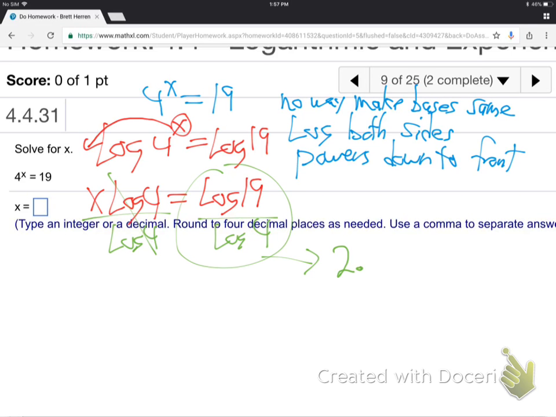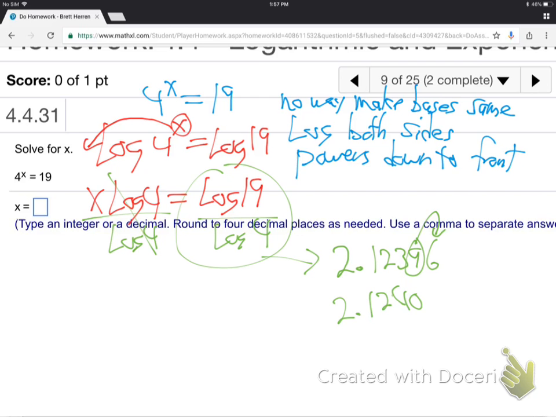Over log 4. I'm getting 2.12396, and we're supposed to go 4 places. So here's the 4th place. Look, 1 to the right is 6, so that means round up, huh? Whoa, 39 would be 40, wouldn't it? Round 39 up to 40. 2.1240.